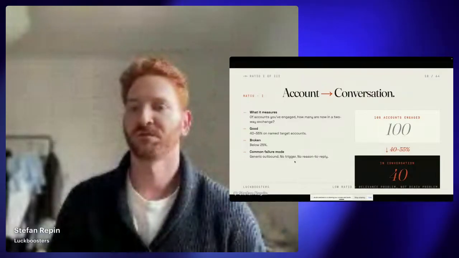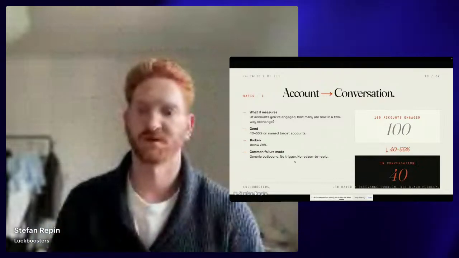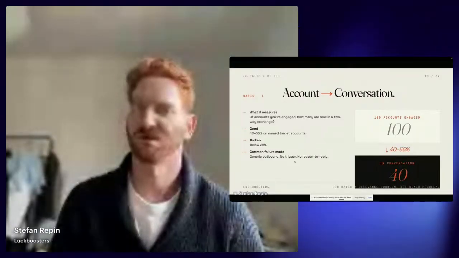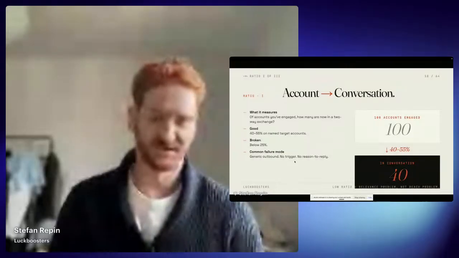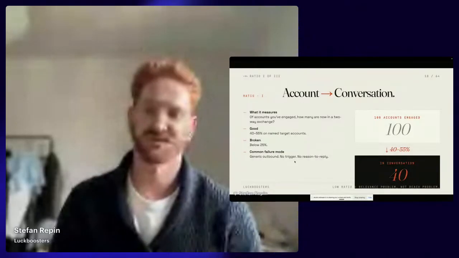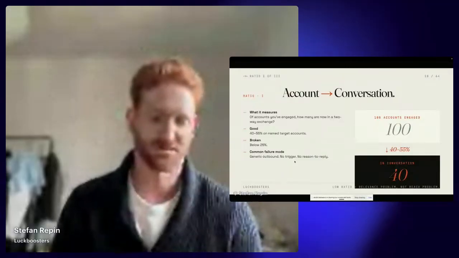If the percentage is around 40 to 55%, then the numbers are good. Broken, if it's 25%, the account to conversation ratio, you're doing something wrong. The common failure mode, why this fails, is that you have generic outbound, no triggers, no signals, no reason to reply. So there's something wrong there. You've got to work it out.